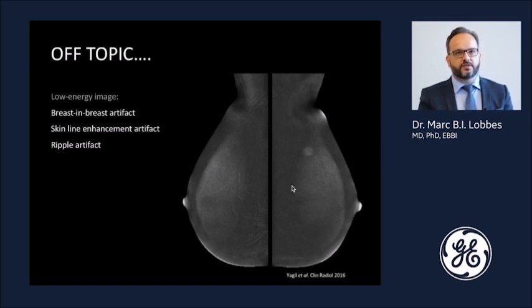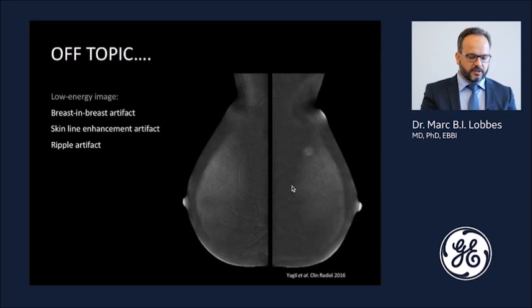There's a very well-known artifact called the breast-in-breast artifact, and if you look carefully you see this as a very lucent peripheral zone in both breasts, which is slightly less in intensity than the rest of the breast, and it follows the contours of the breast a little bit. In my personal experience, when you learn this artifact and you know how it looks, it doesn't really bother you that much in terms of diagnostic quality. Something similar is true for the skin line enhancement artifact, which you see in the caudal parts of both breasts.